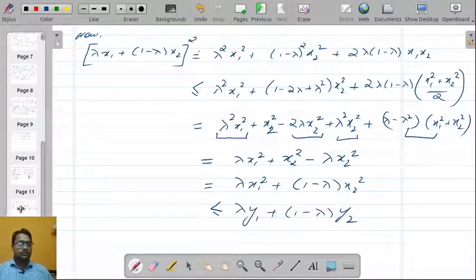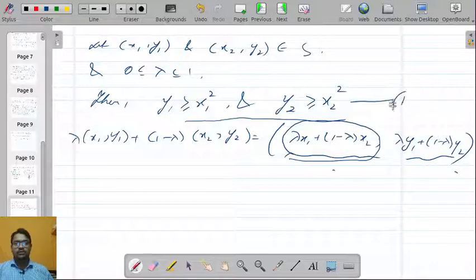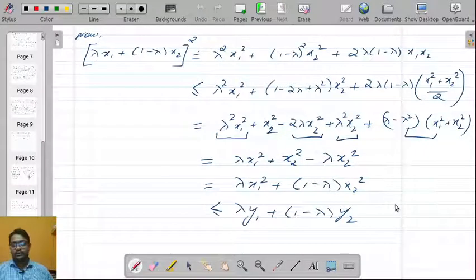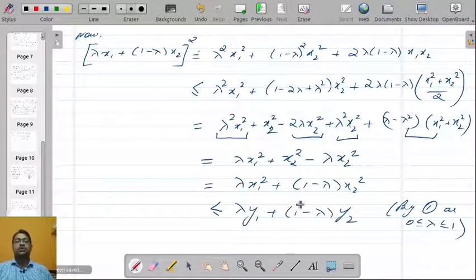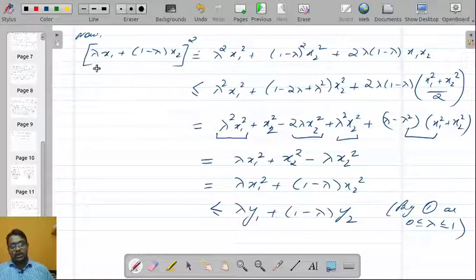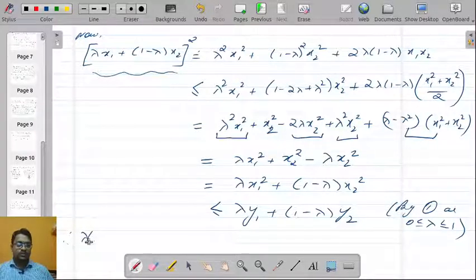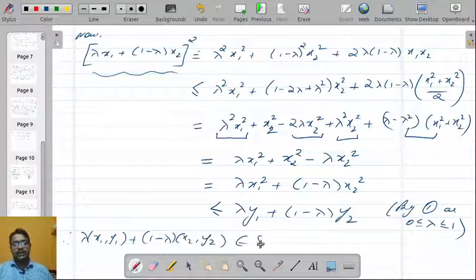So this follows from 1, so by 1, y by 1, as 0 is less than or equal to lambda less than or equal to 1. Here we are using that lambda is non-negative, and 1 minus lambda is also non-negative, so this is ultimately less than or equal to this. So this point satisfies that the square of the x coordinate is less than or equal to the y coordinate. So it's convex, therefore lambda times (x1, y1) plus 1 minus lambda times (x2, y2) is an element inside S, so therefore S is a convex set.